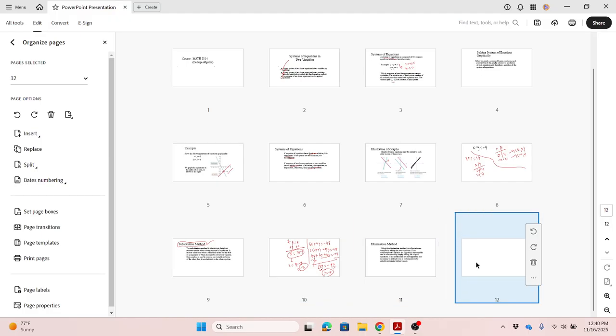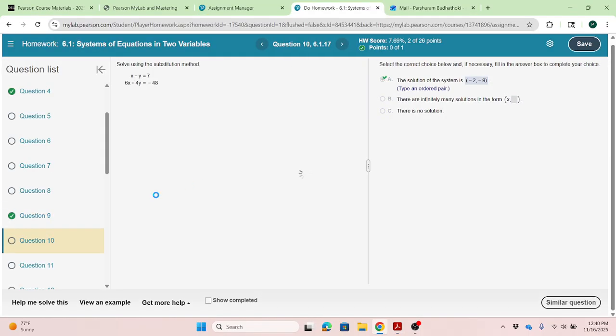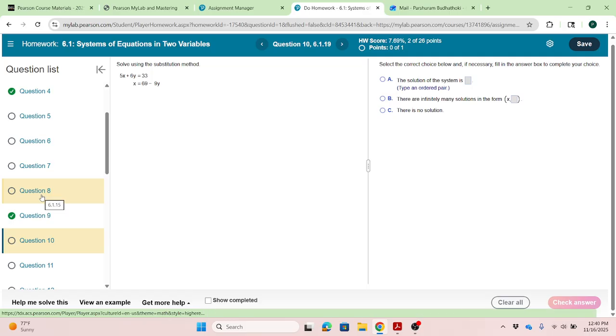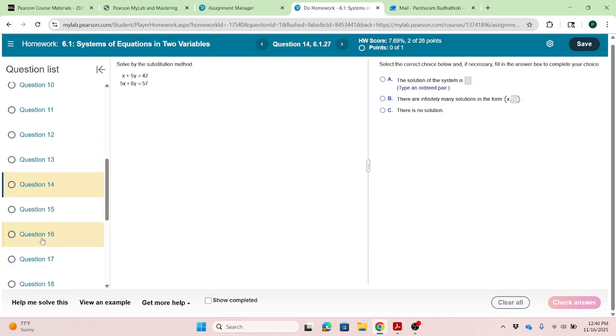So I'm going to show you one example here. Elimination method means our job is to eliminate one of the variables. So let me go and find the example.